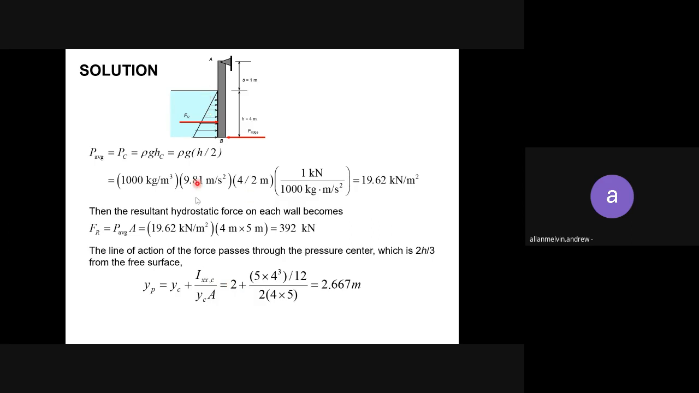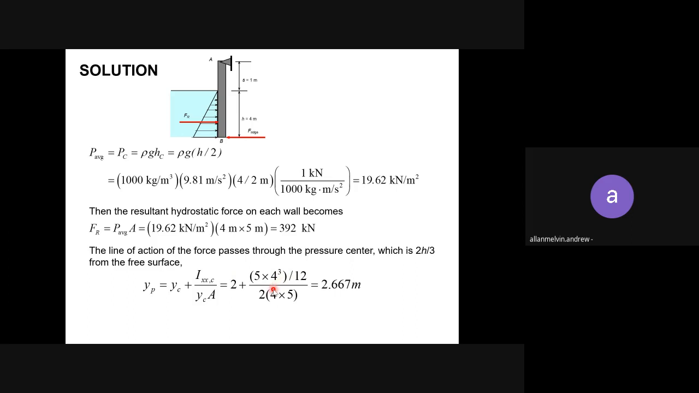So you are taking from the centroid. From the free surface to the centroid is half, so 4 over 2. So you get 2 plus. This one is 5, the width, times the part. For the cube, just take the length which is covered by the water, the height. So this is the height part.